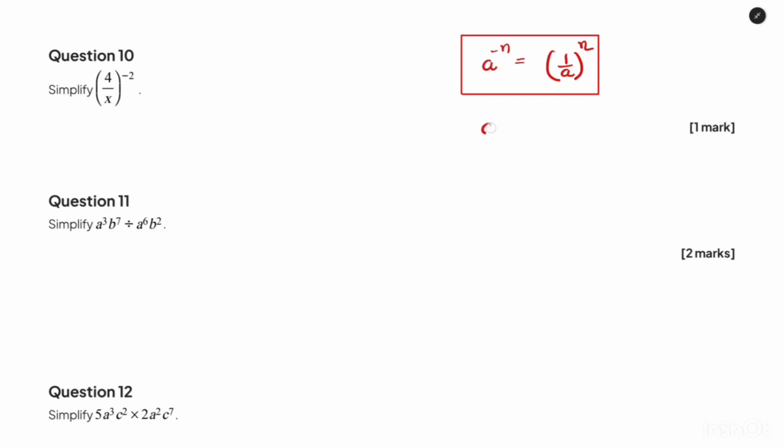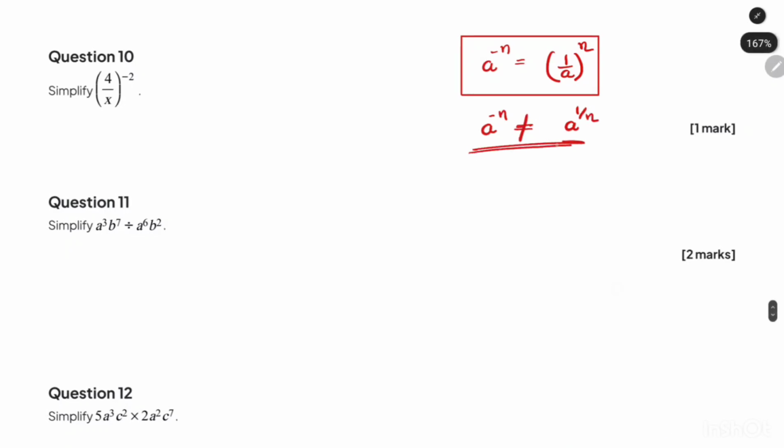I have seen the students doing like this, a raised to minus n, and then to make the power positive, what do they do? A raised to positive 1 by n, which is completely wrong. Don't make this kind of mistake. This is a very common mistake I see in many question papers. So first, to make the power positive, the power will become from negative to positive, but the base, which is 4 upon x, will be reciprocated as x by 4, and the power will become 2.